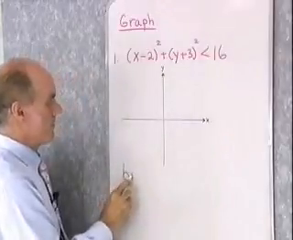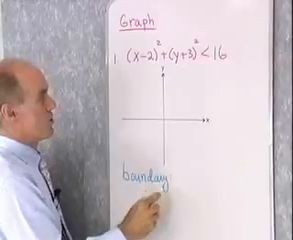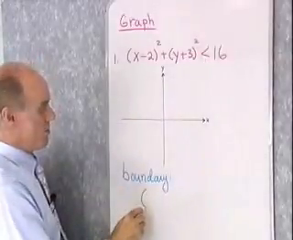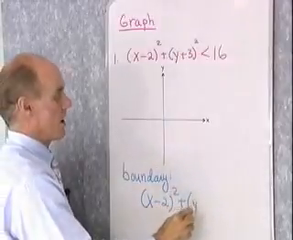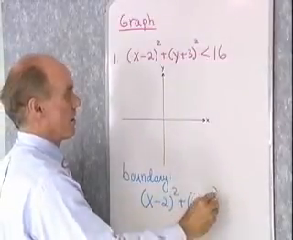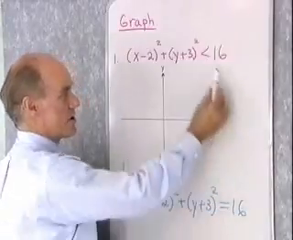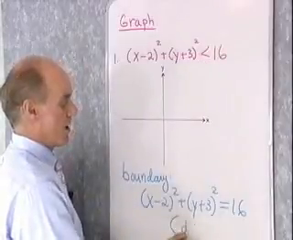So the boundary is going to be what I get when I replace the inequality symbol with an equal sign. So it's going to be (x − 2)² + (y + 3)² = 16. And when I graph this, since this original inequality is a strictly less than symbol, this is going to be a dotted curve.